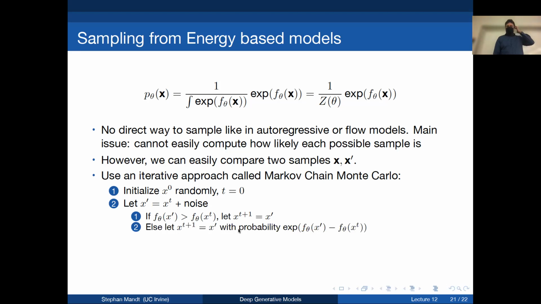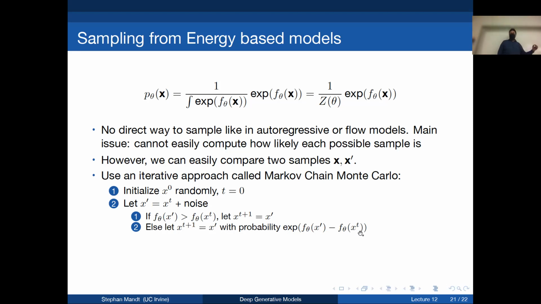Now, what happens if I don't like it? I might still accept that new data point, but with a lower probability, right? So what I'll do is I'll accept that update. I said x_{t+1} equals x prime, but only with a certain probability, namely a probability that's proportional to the exponential of f of x prime minus f of x_t.